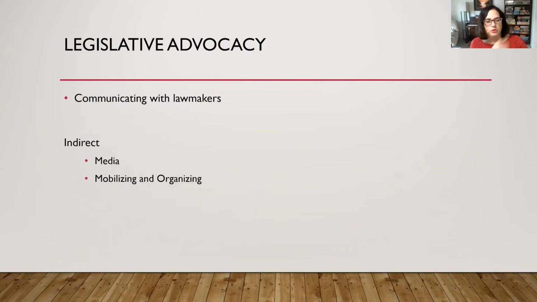And then I mentioned this was direct. You can indirectly communicate. We talked about media. We talked about mobilizing, organizing. The more people that are spreading your message, either through building this large group or building sort of public opinion, the better. And that leads to some change down the road.